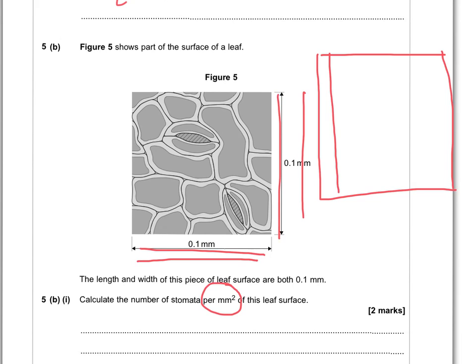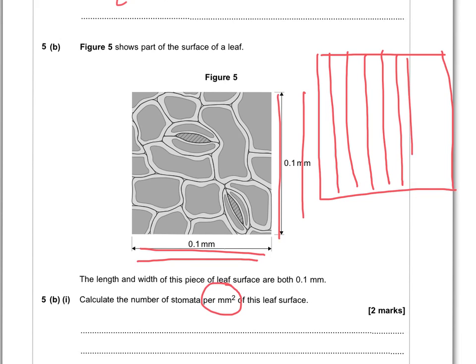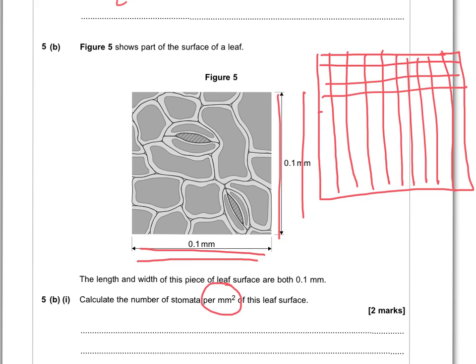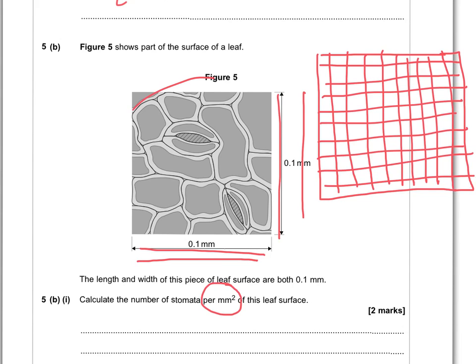10 0.1s going across here. 3, 4, 5, 6, 7, 8, 9, 10. You have 10 there, and 1, 2, 3, 4, 5, 6, 7, 8, 9, 10 going down there. Which means that, if you look at that, this is the equivalent of this square here. So how many of those squares make up a millimetre? The answer is 10 that way, 10 that way, so it's 100. So there will be 100 of these per square millimetre.